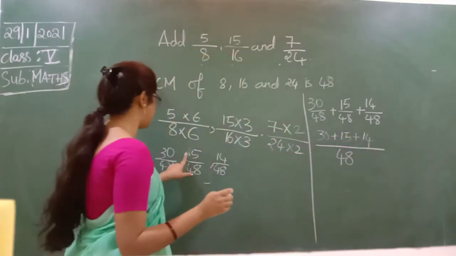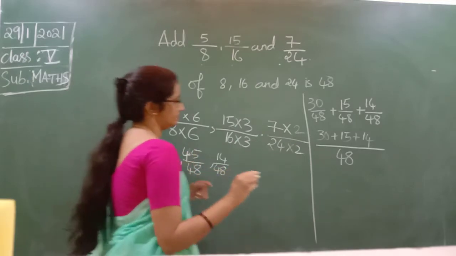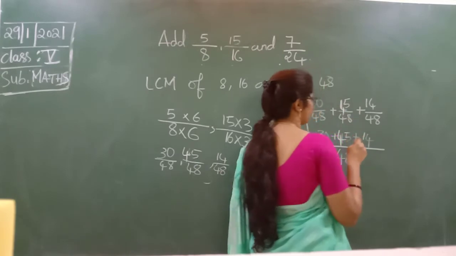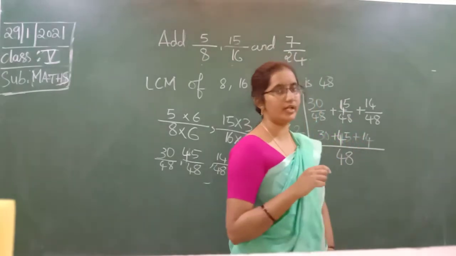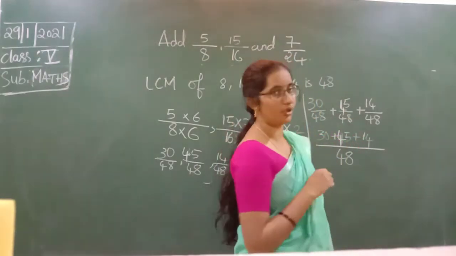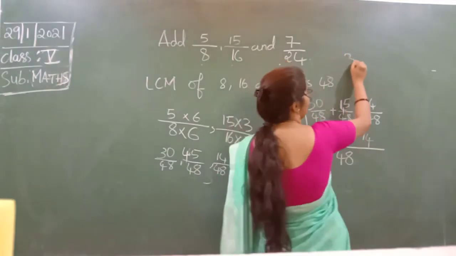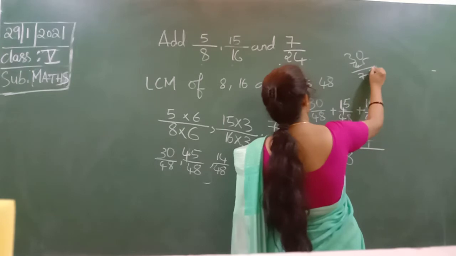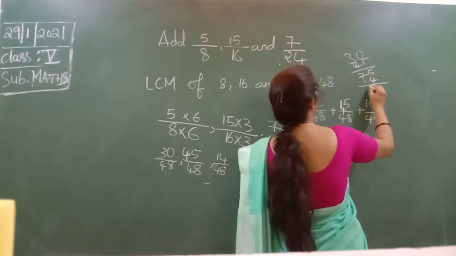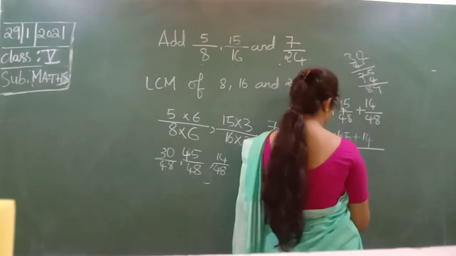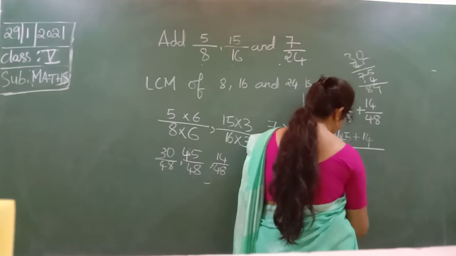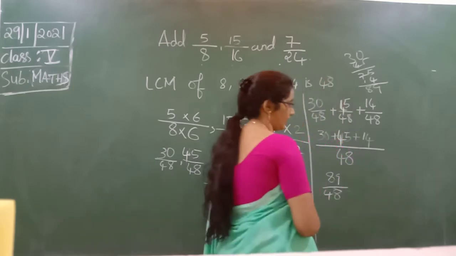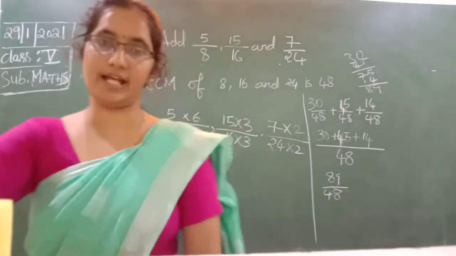15 3s, sorry, 45. 30 plus 45 is 75, 75 plus 14 is 89. 89 by 48 is the answer.